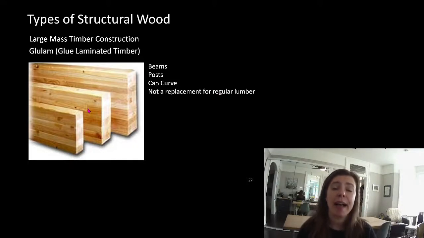These are 2x elements glued on top of each other. So that's 38 millimeters, 38 millimeters, 38 millimeters, 38 millimeters, 38 millimeters, and 38 millimeters. So really, it's conventional lumber glued together in a special way.